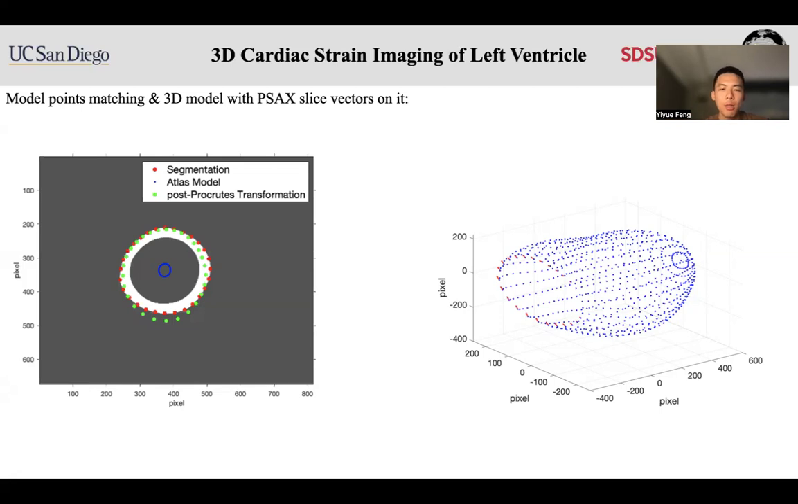And the second step, since the transformation relationship has already been established, each point in the 3D model receives 3 different vectors from 3 views. And an optimization method is applied here to generate a 3D vector that contains the most information from the 3 different views. The right figure just gives us a very simple example of projecting one PSAX slice onto the model.